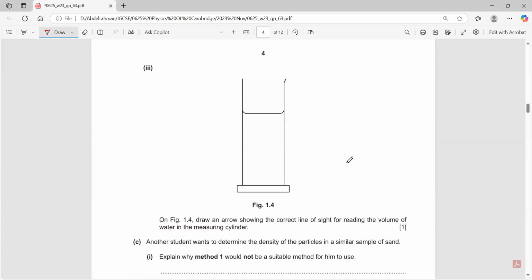Now we have figure 1.4. Draw an arrow to show the correct line of sight. Line of sight perpendicular from the bottom of the meniscus. So you'll draw a line of sight perpendicular from the bottom of the meniscus, with an eye. This is the arrow. You can be pointing to this. It has to be perpendicular.